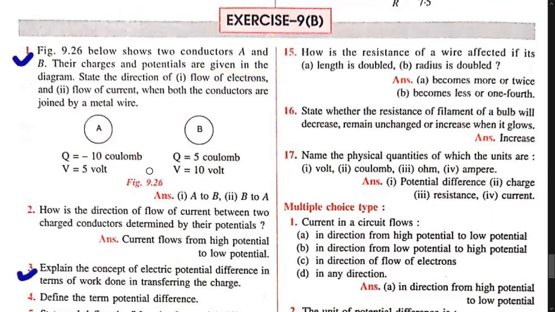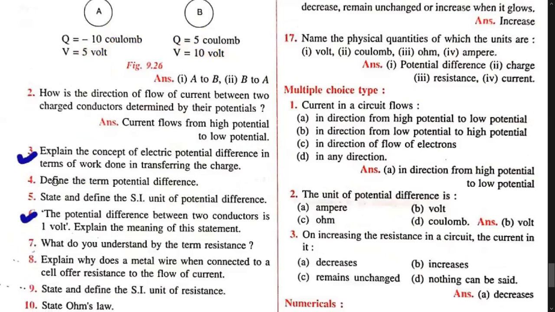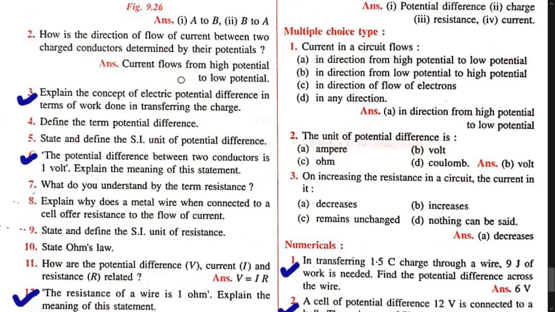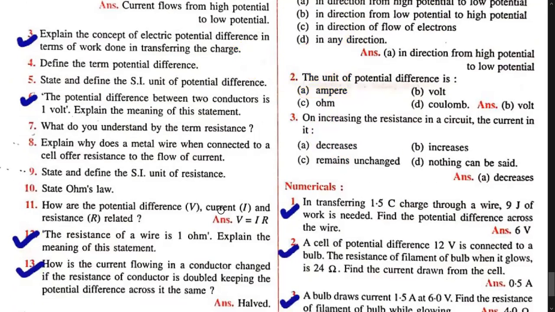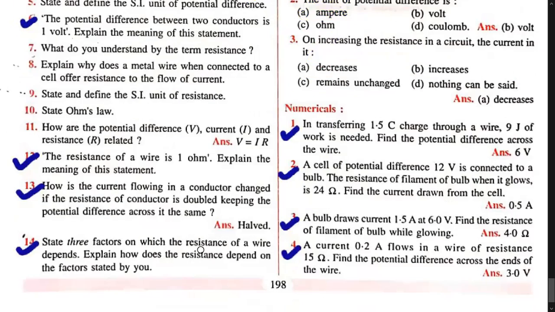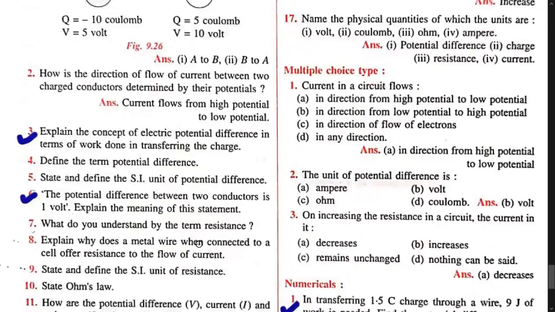Current flows from high potential to low potential. 10 volt and 5 volt. So current will flow from high potential of 10 volt to low potential of 5 volt. And then you have to do question number 3, which can already be done as we have done it earlier also. V is equal to work done per unit charge. Question number 6, question number 12, 13, 14 can be done very easily.